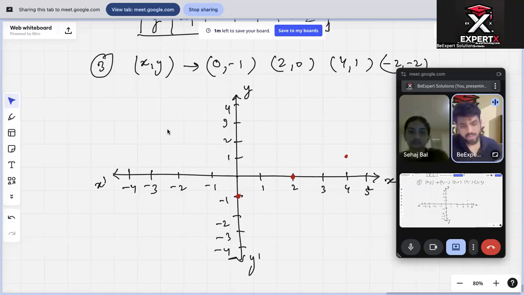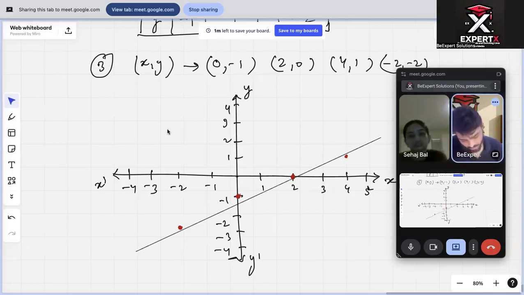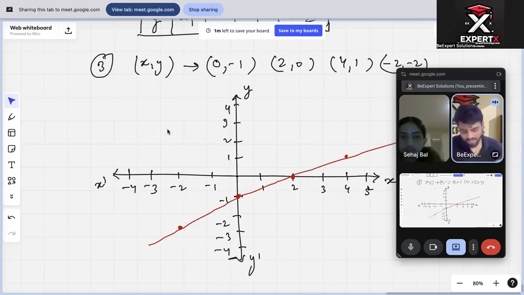Now, if you see this line, Sehaj, it is actually coming out to be a straight line. I'll try to build a line here. Again, the graph that I'm making is definitely not proper, but you see the line will come out something like this, like a straight line basically. It doesn't look like a straight line here because obviously I'm drawing it by hand.